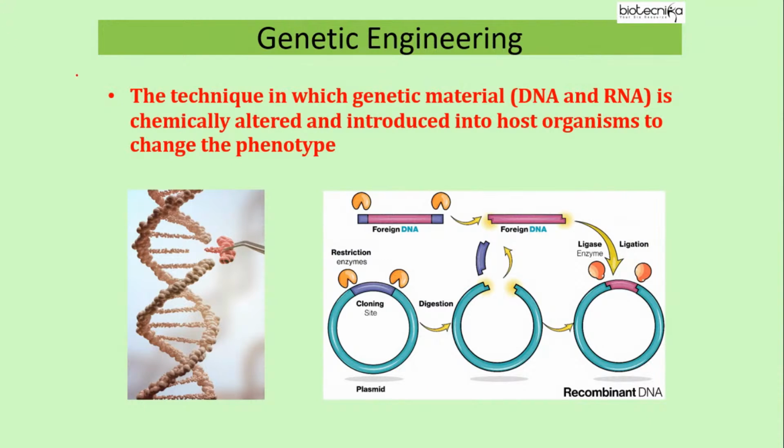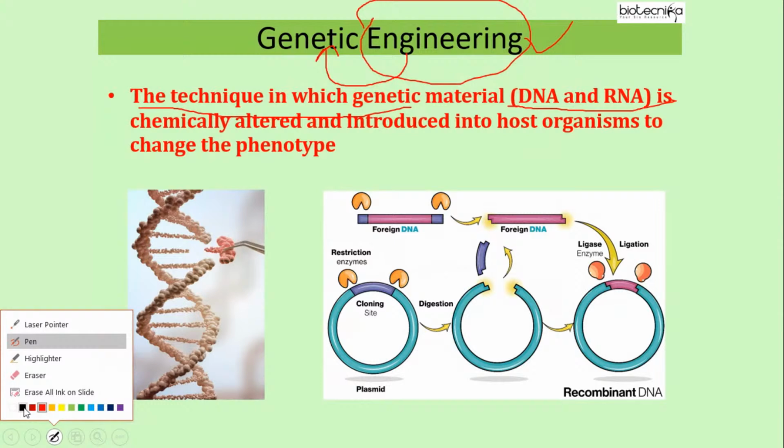So, firstly, what is genetic engineering? The name itself suggests engineering. That means we are modifying or altering something. What are we altering? We are altering the genetic material, and the genetic material that we are going to engineer is DNA or RNA. So, can we say genetic engineering is a technology used to alter genetic material? Yes. The technique in which genetic material, that is DNA and RNA, is chemically altered is called genetic engineering.